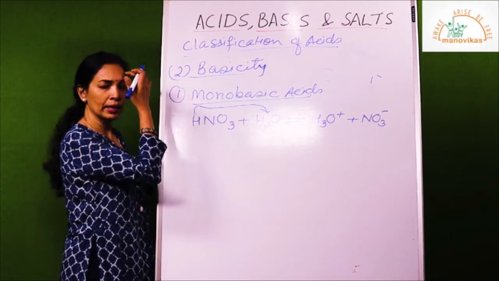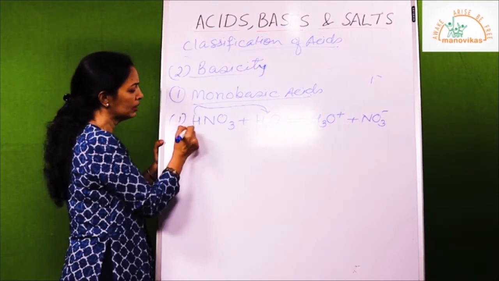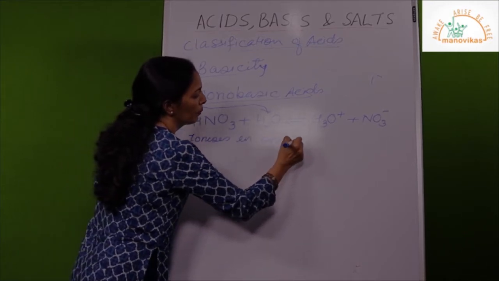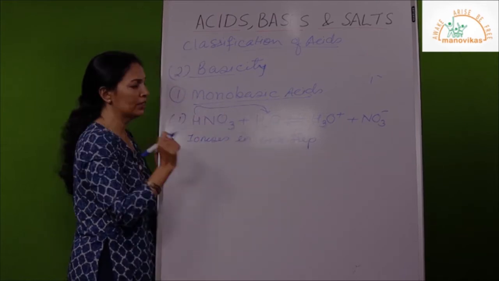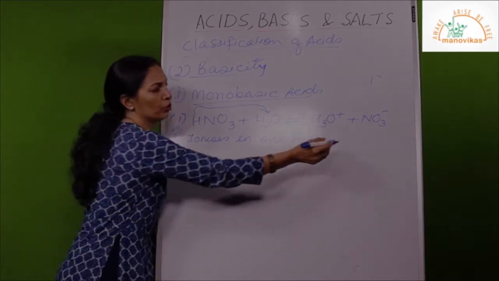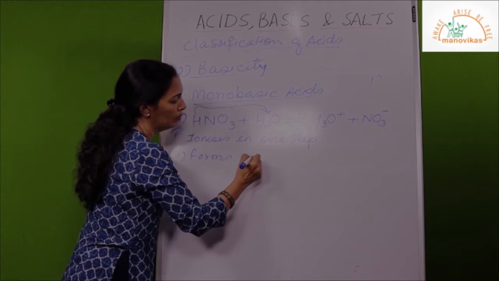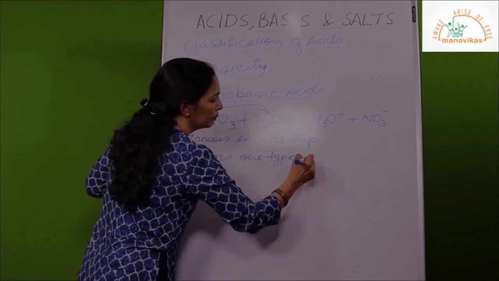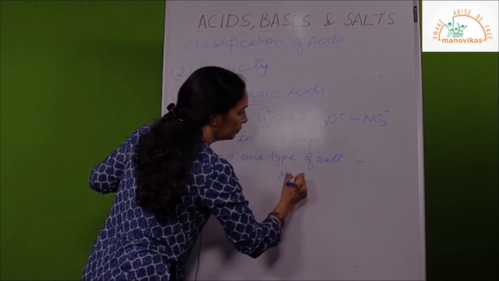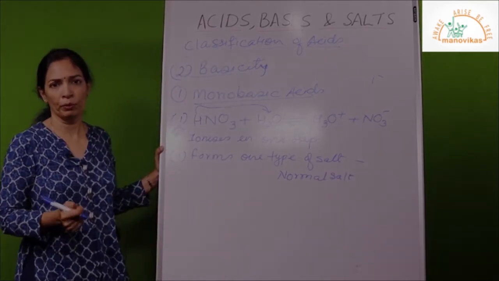Okay. So from this we can come to the characteristic of monobasic acid, that it ionizes in one step. Monobasic acid ionizes in one step. There is one hydrogen removed in the form of hydronium in one step. There is no more hydrogen left. Second one, it forms one type of salt, that is normal salt. Only one type of salt will be formed, that is normal salt.